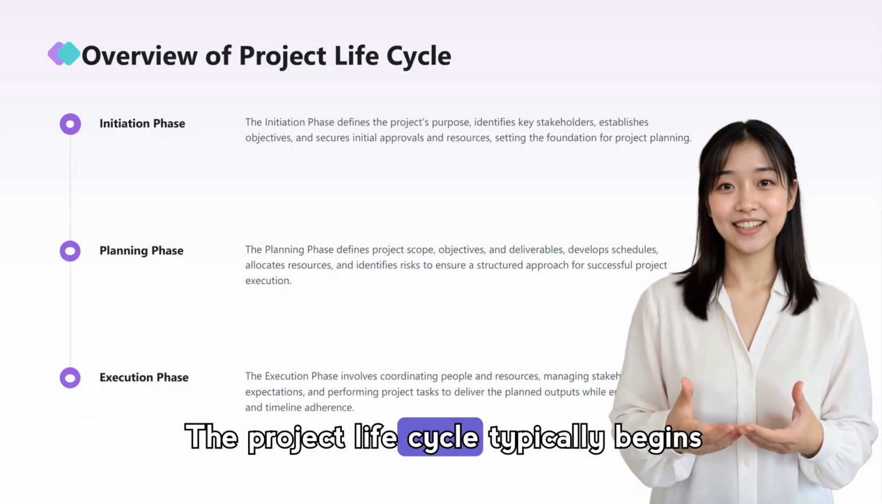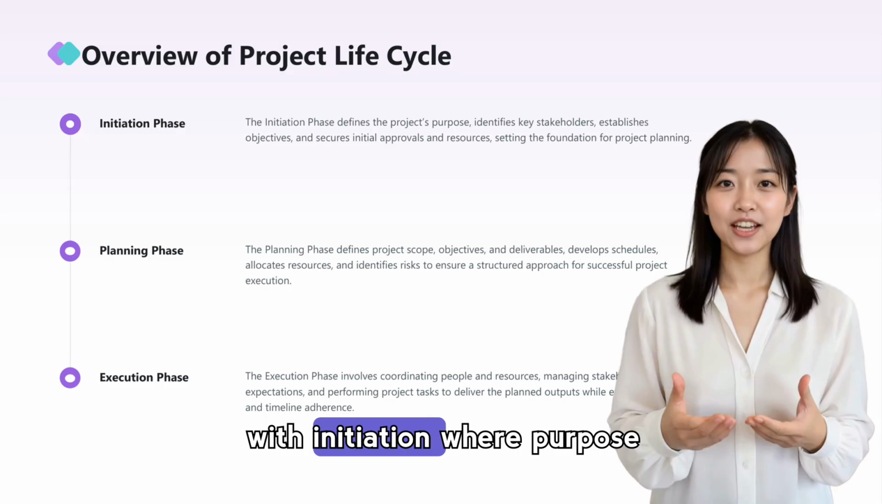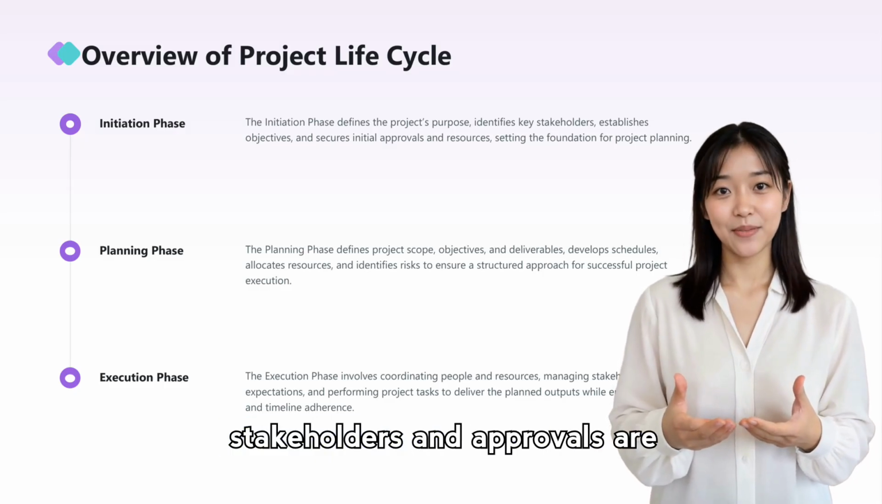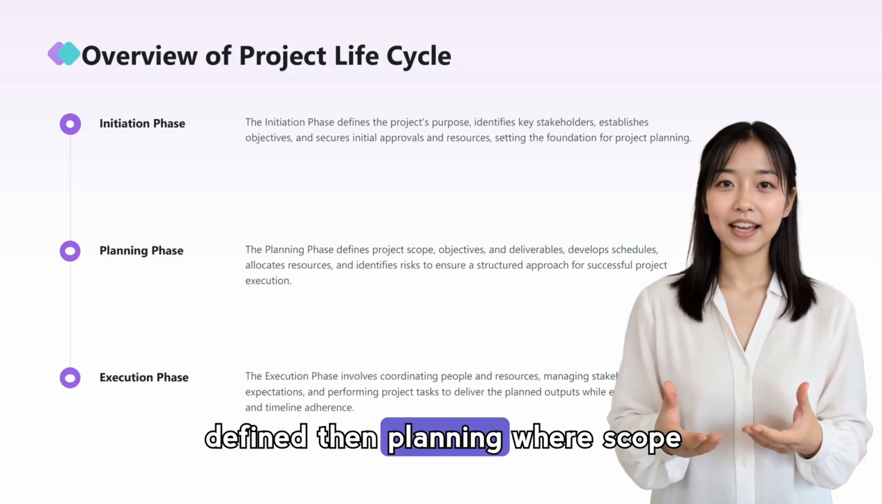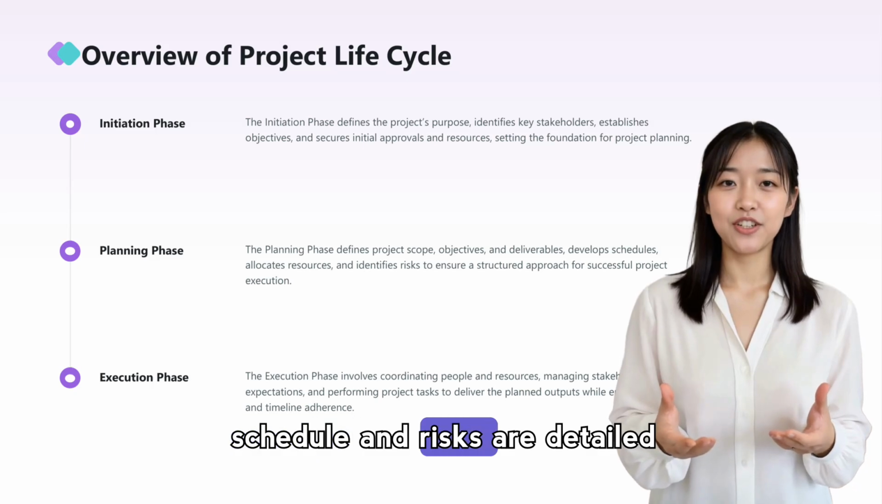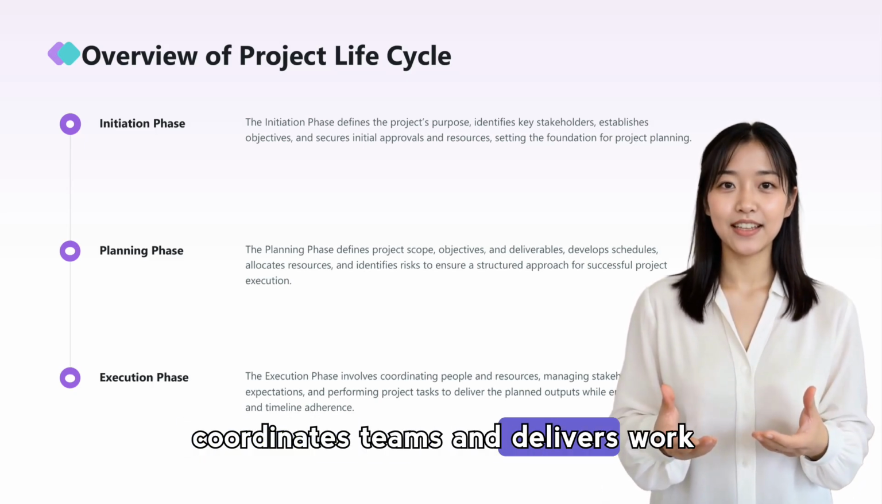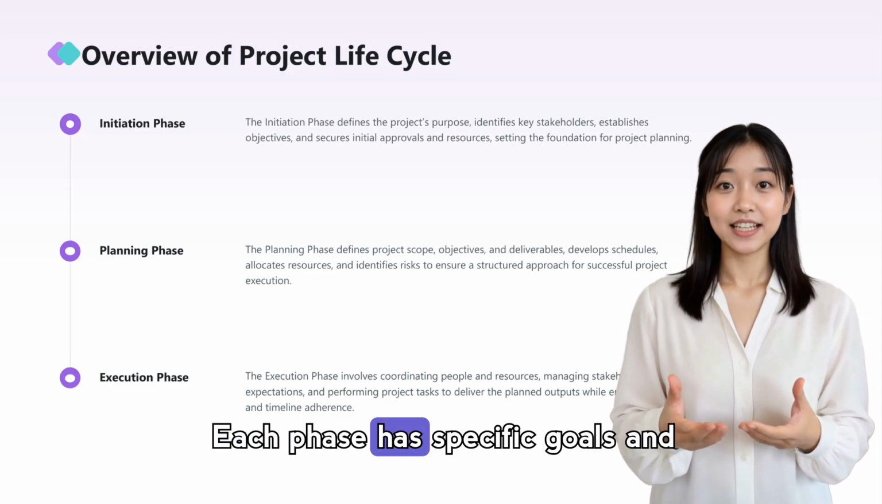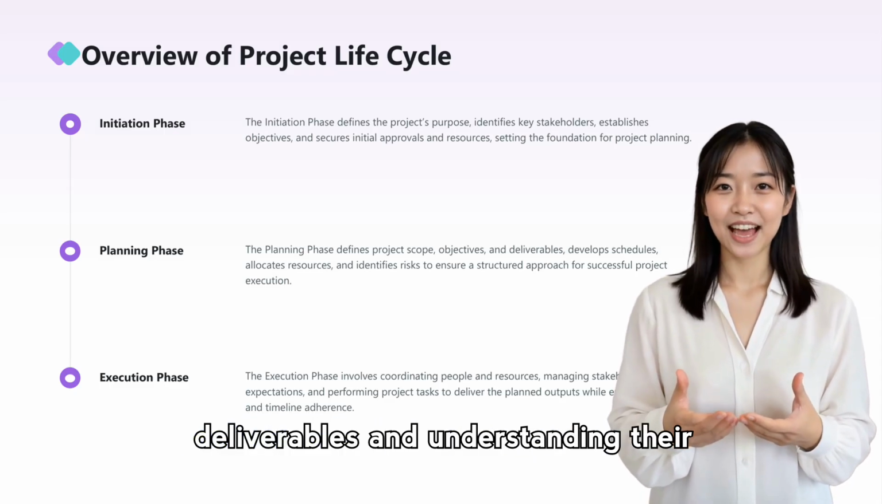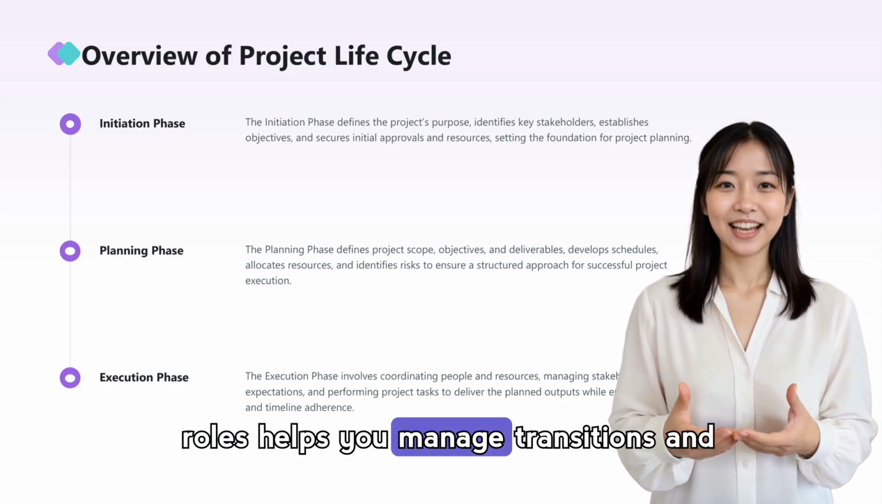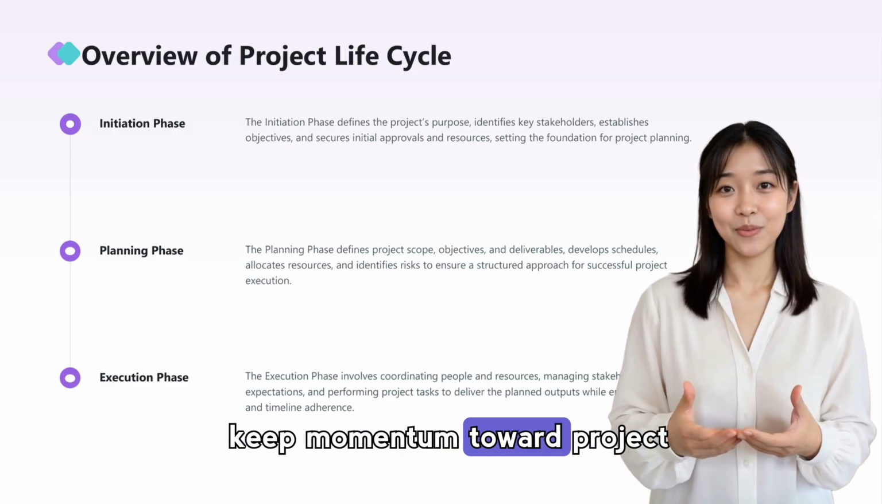The project lifecycle typically begins with initiation, where purpose, stakeholders, and approvals are defined, then planning, where scope, schedule, and risks are detailed, followed by execution, which coordinates teams and delivers work. Each phase has specific goals and deliverables, and understanding their roles helps you manage transitions and keep momentum toward project success.